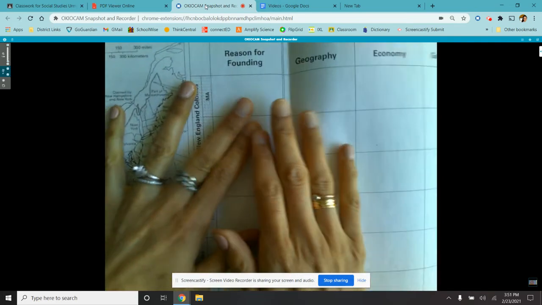So you need your large piece of paper, and we're going to focus on the New England colonies today.